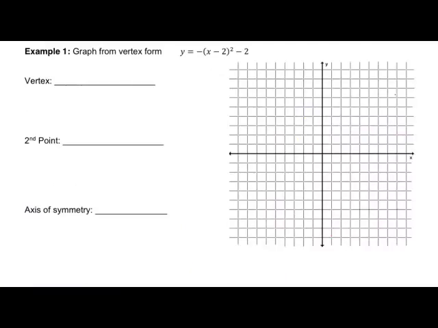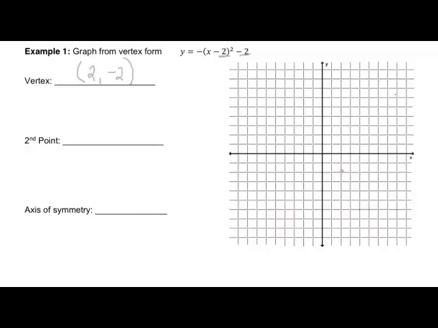So example 1, we're graphing from vertex form. Our function is y equals negative (x minus 2) squared minus 2. Notice our a value is negative, so this parabola is going to be opening down. The first thing we need to do is find our vertex, and again that comes from our h and k values. So our vertex is (2, negative 2).